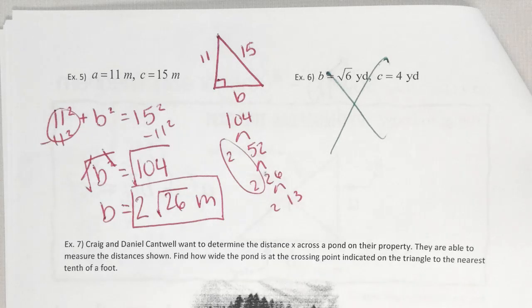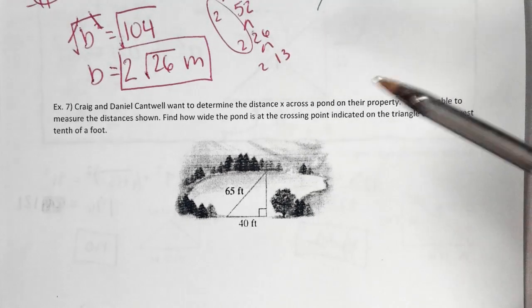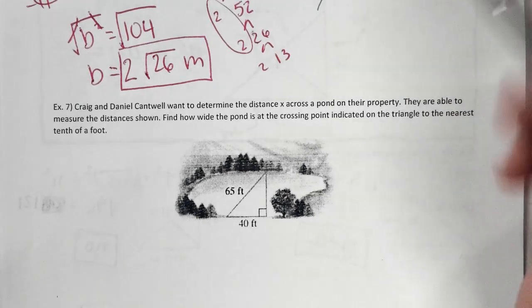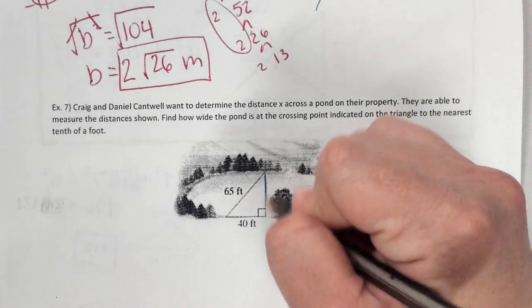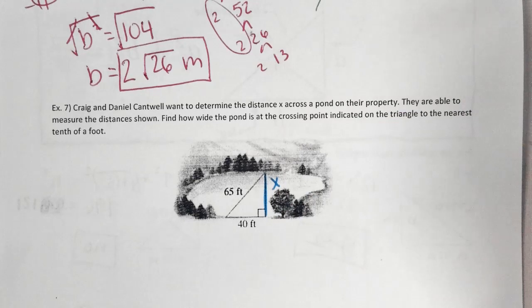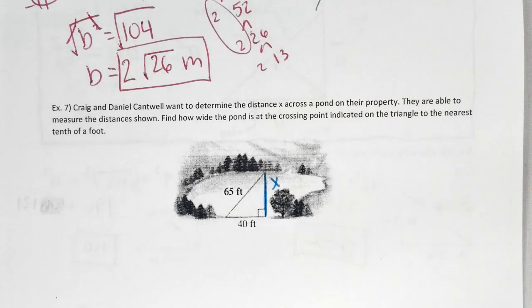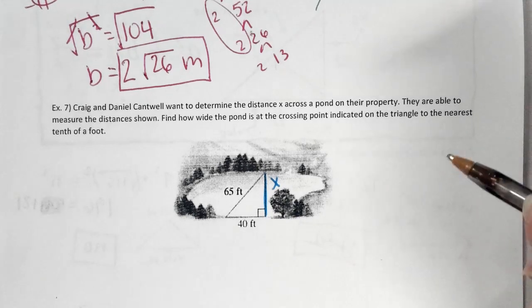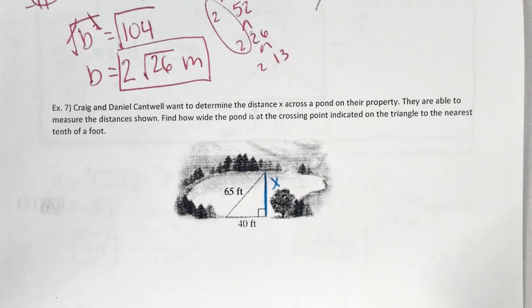Okay, last one's a word problem, but it literally labels 2 of the sides, so do you really even have to read it that carefully? No. It says Craig and Daniel Cantwell want to determine the distance x across a pond on their property. So this is what they want to determine, x. They are able to measure diagonally, apparently, at 65 feet, and how wide the pond is. It says find how wide the pond is, and round it to the nearest tenth.